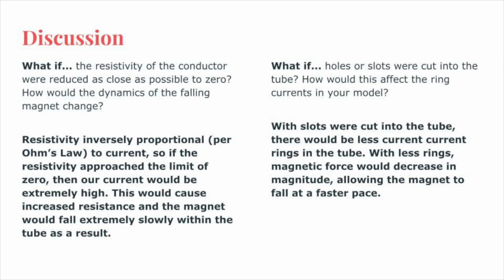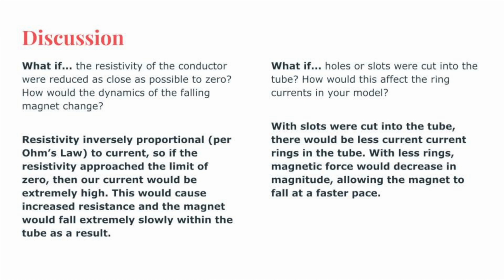What if the resistivity of the conductor were reduced as close as possible to zero? How would the dynamics of the falling magnet change? Because resistivity is inversely proportional to current per Ohm's law, our current would be extremely high. This would cause increased opposing force, and the magnet would fall extremely slowly within the tube as a result. If it actually reached zero, the magnet would stop while within the tube.